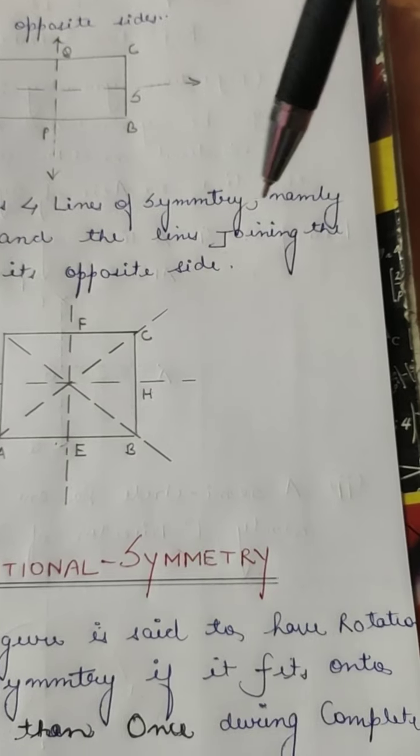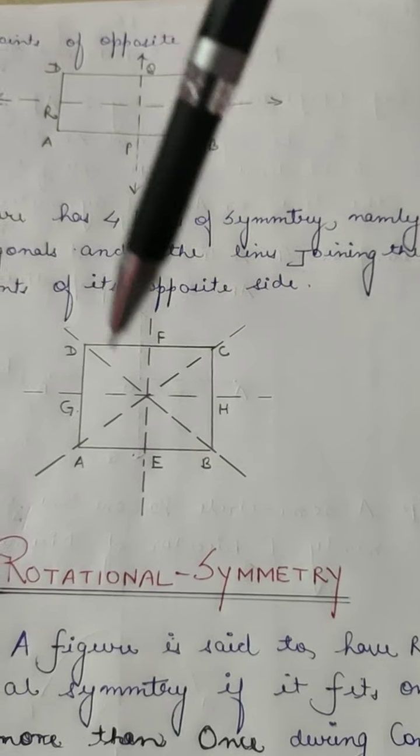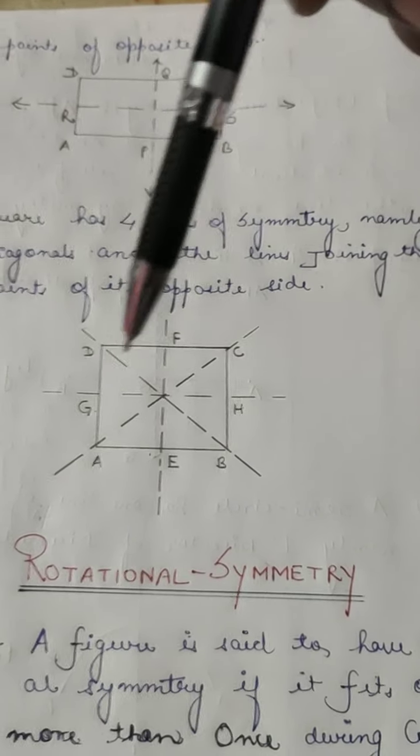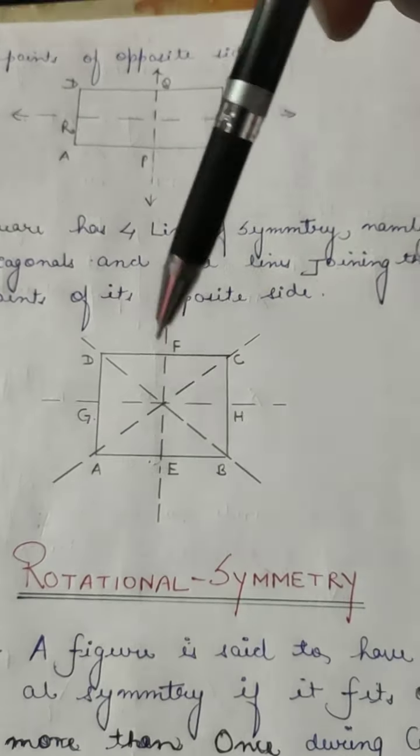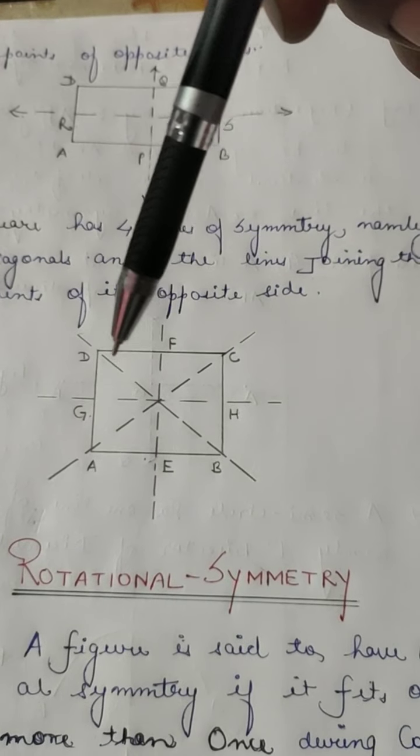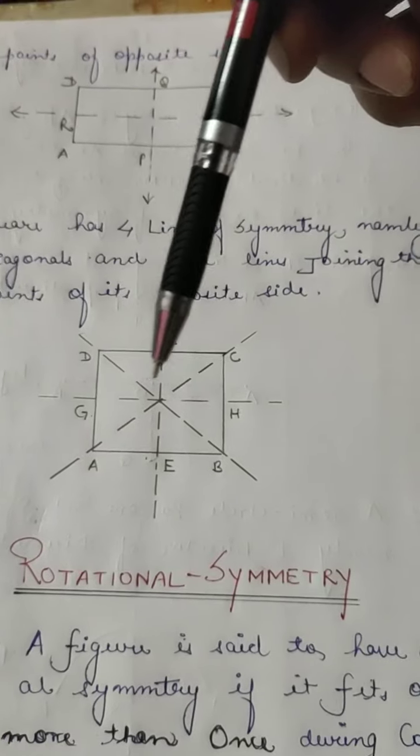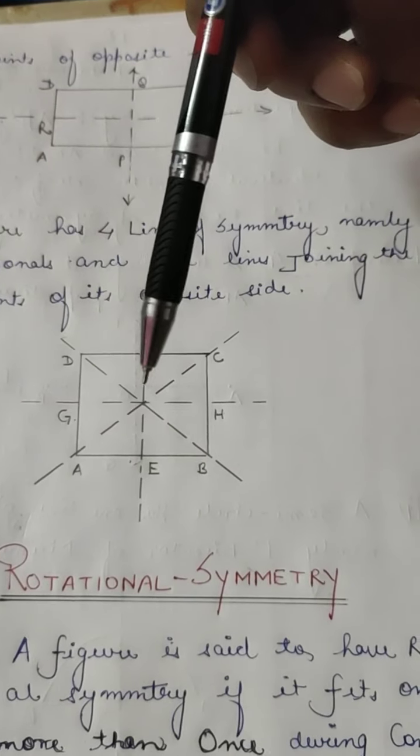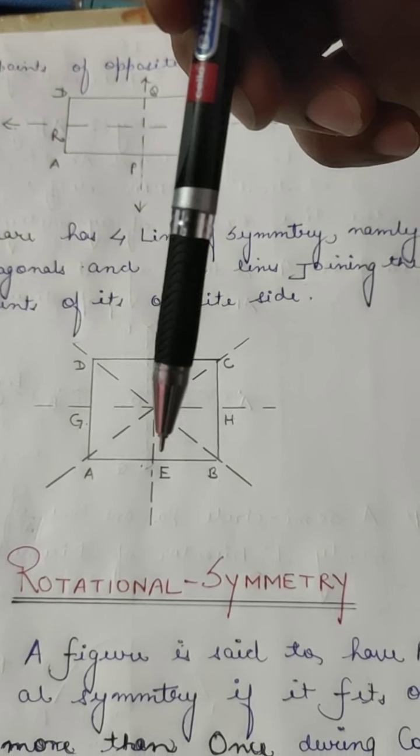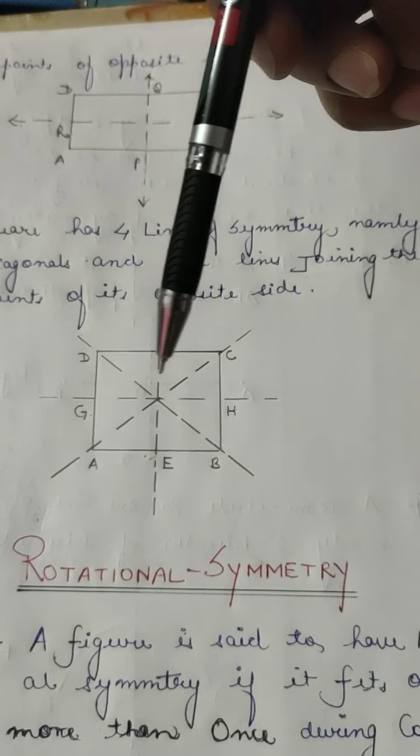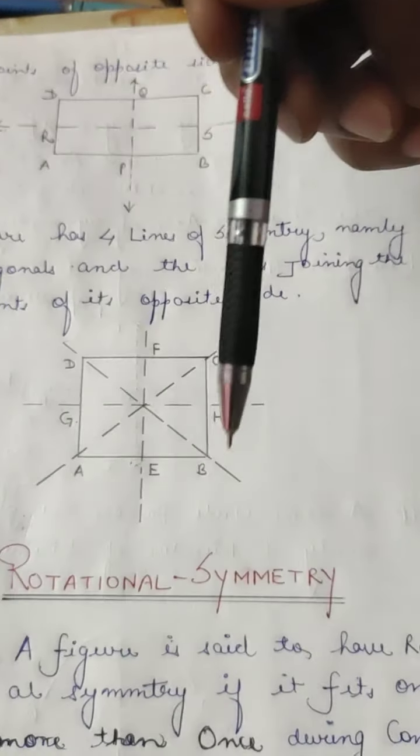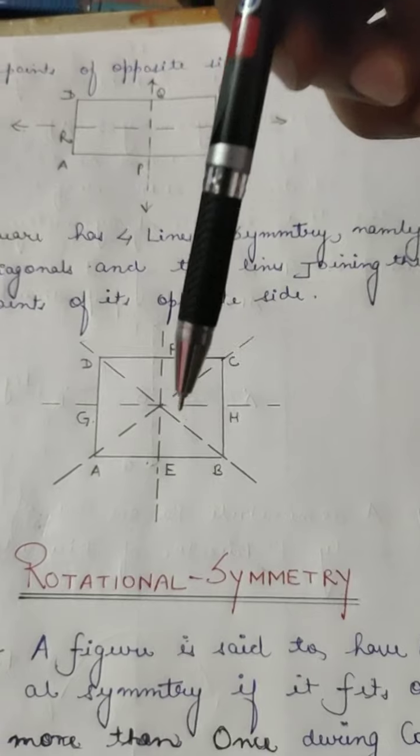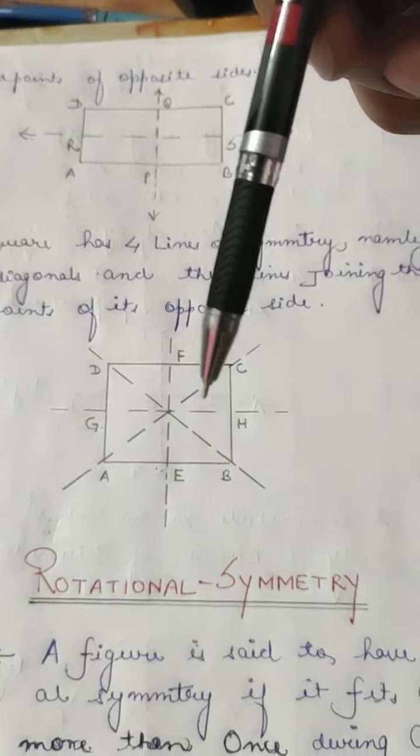Similarly, is the case of square. Square has how many lines of symmetry? Four lines of symmetry, because about each line if we try to fold the square, then each portion will overlap the other portion. For example, consider this line FE. This is dividing the square into two equal parts, this part and this part. If we try to fold it, they will completely overlap each other. Similarly, about this line GH, if we try to fold this part and this part, they will completely overlap. Similarly, about the diagonal also, this part will completely overlap this part and this part will completely overlap this part. So square has four lines of symmetry. Clear?